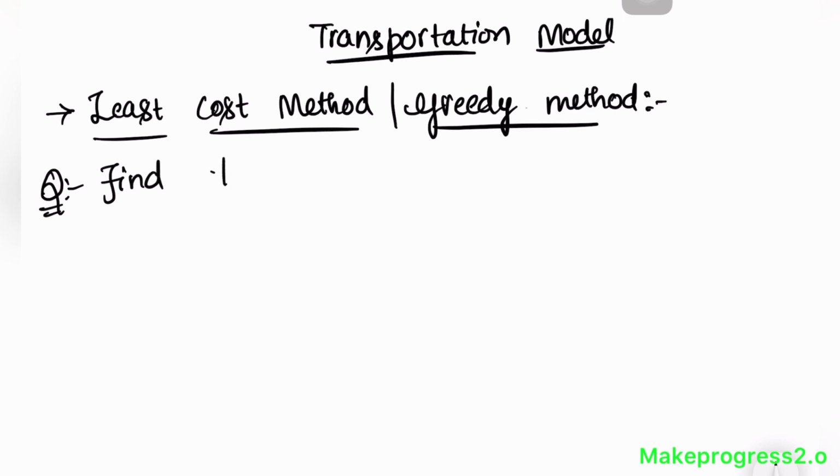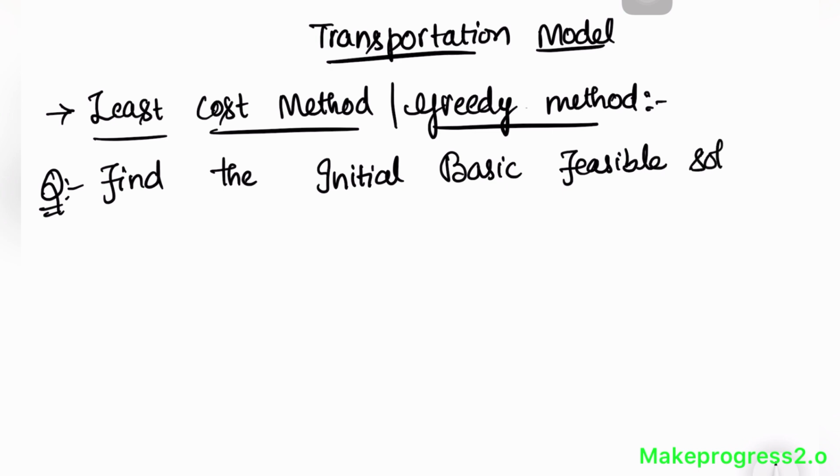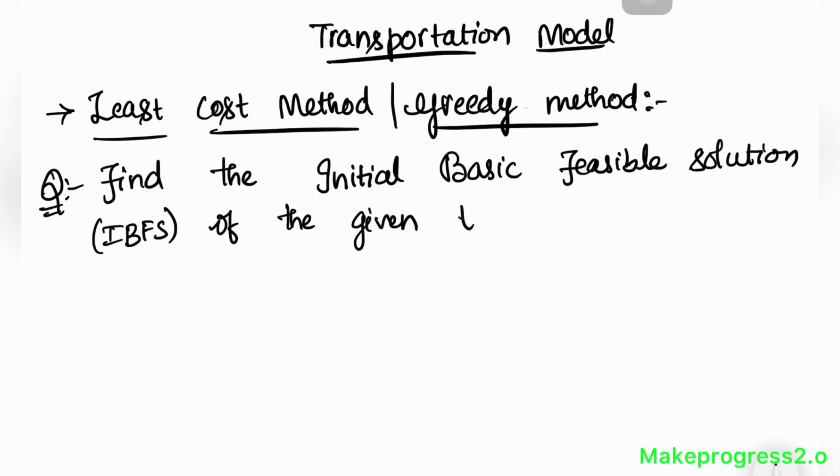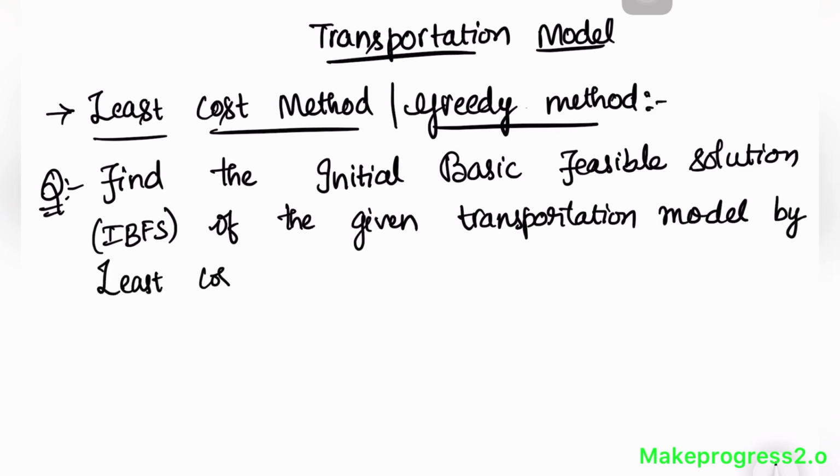For example, let's take this question. Find the initial basic feasible solution. You could say this initial basic feasible solution as IBFS. So if a transportation model is given, they'll be giving you the table in which each cell represents the cost of transportation from that particular source to that particular destination.